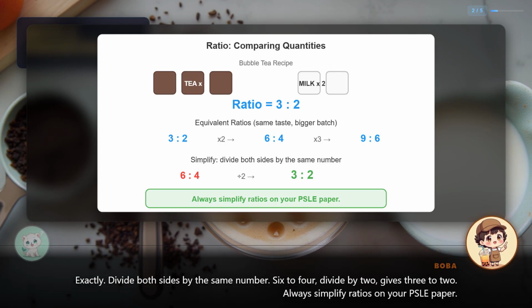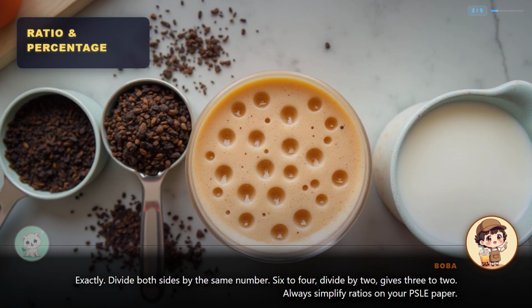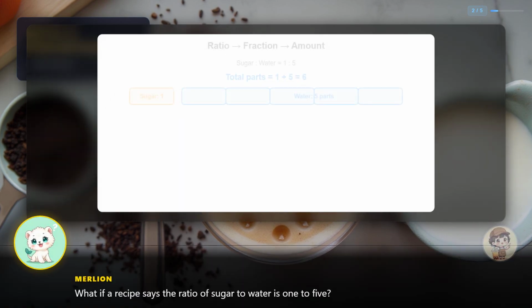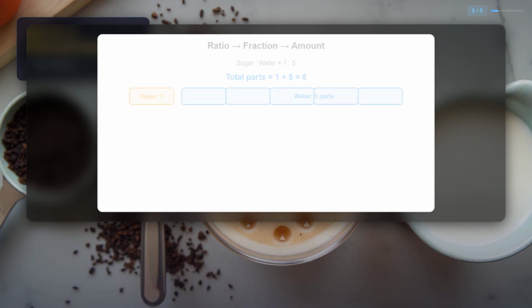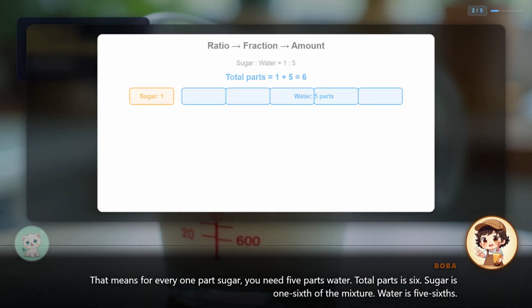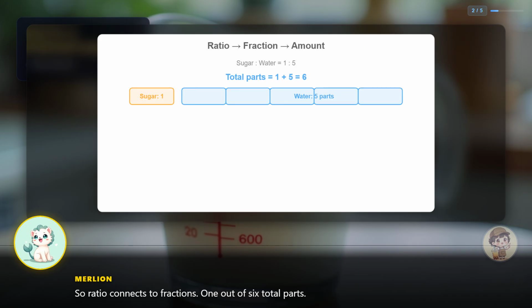So 6 to 4 simplifies back to 3 to 2, like simplifying fractions. Exactly. Divide both sides by the same number. 6 to 4, divide by 2, gives 3 to 2. Always simplify ratios on your PSLE paper. What if a recipe says the ratio of sugar to water is 1 to 5? That means for every 1 part sugar, you need 5 parts water. Total parts is 6. Sugar is 1/6 of the mixture. Water is 5/6. The ratio connects to fractions. 1 out of 6 total parts.